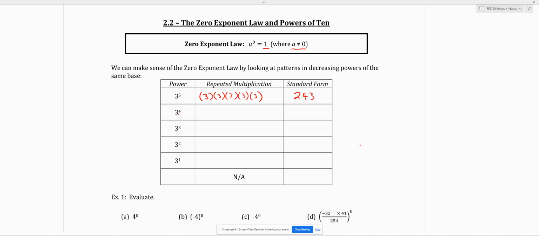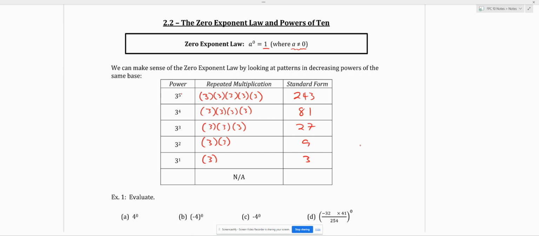Next one here, I'm doing 3 to the 4. So I'm going to start moving a little bit faster here. And if we do 3 to the 4, we're actually going to get 81. And let's do 3 to the 3. And we can see each time I'm decreasing the number of 3's and multiplying them out. Finally, 3 squared is just 3 times 3, that's 9. And then a single 3 all by itself is just 3.